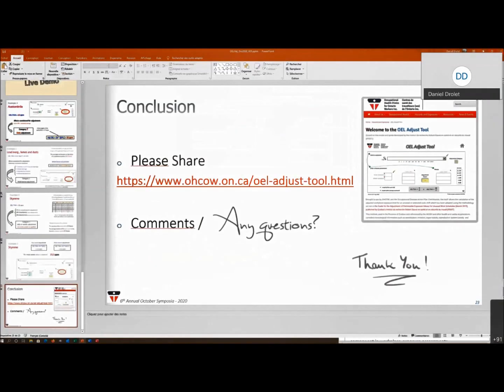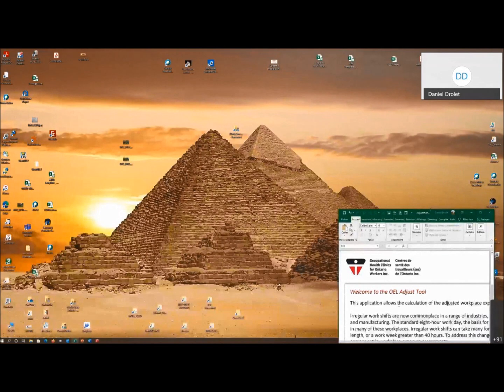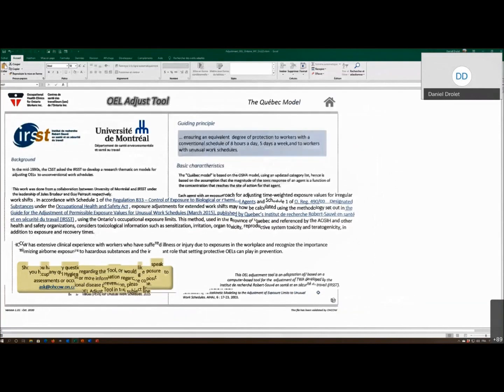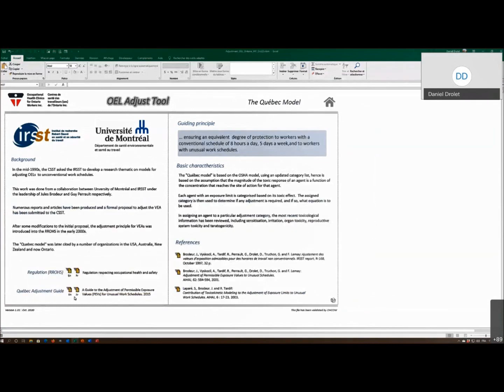Let me try to open the tool itself. This is the introduction sheet. To access the tool, you have to click on Start. If you want to know more about the model Quebec, you can click on this blue arrow, and you have this page, and you may consult the Quebec regulation, the latest version of the Quebec Adjustment Guide, understanding the guiding principle, and have access to the main scientific paper. If you want to come back to the intro sheet, just click the home button.